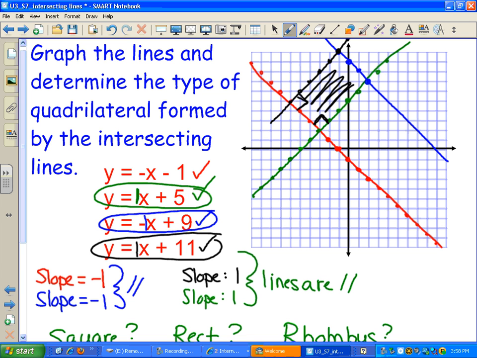Well, I can do the same with the blue line. The blue line intersects the black line and the green line. And if the blue is perpendicular to black, then the slopes would equal -1 when I multiply them. So -1 times 1 is -1. So I know that's the right angle. And then for my blue line, I'm going to take -1 times the green line, which is 1. So I get another -1. So I know I have 4 right angles. So I know it's at least a rectangle.